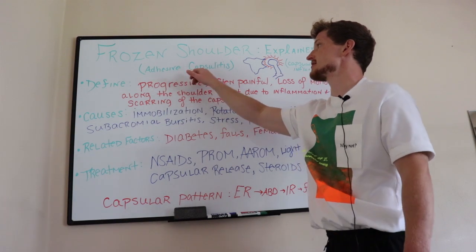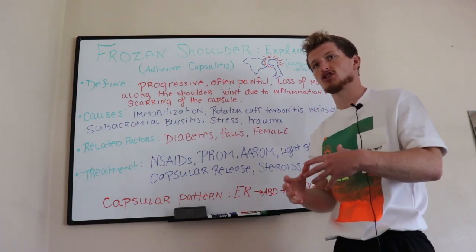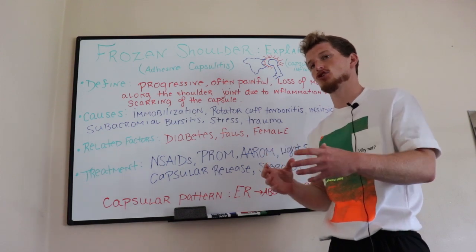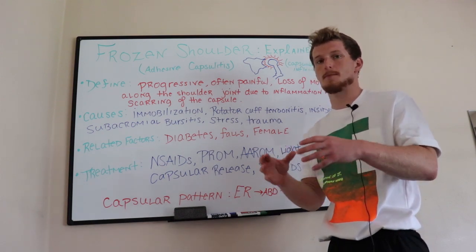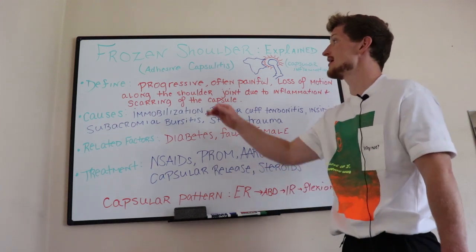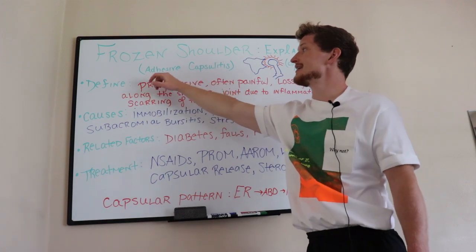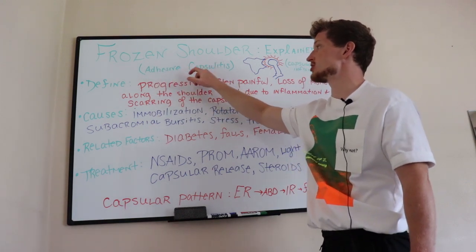Adhesive capsulitis, so adhesive, sticky adhesions, inflammation-based tissue, fibrous, sticky tissue that binds down the capsule and prevents movement at the shoulder joint. Capsulitis, inflammation of the capsule. So sticky adhesions due to inflammation of the capsule.